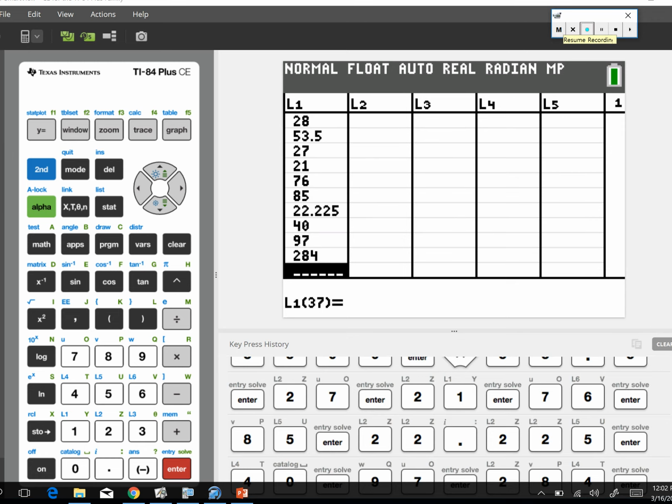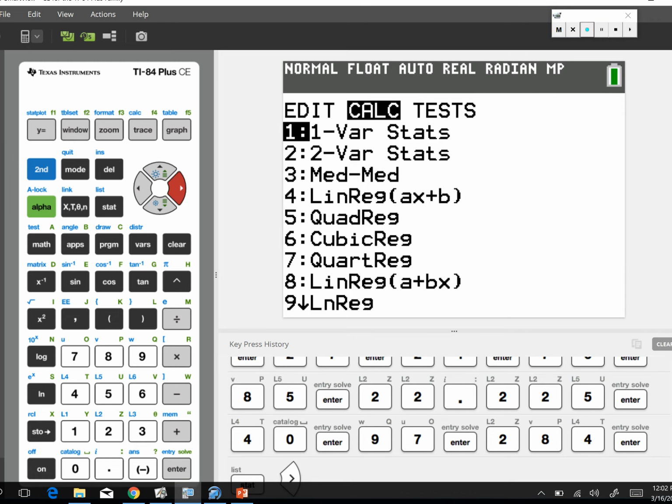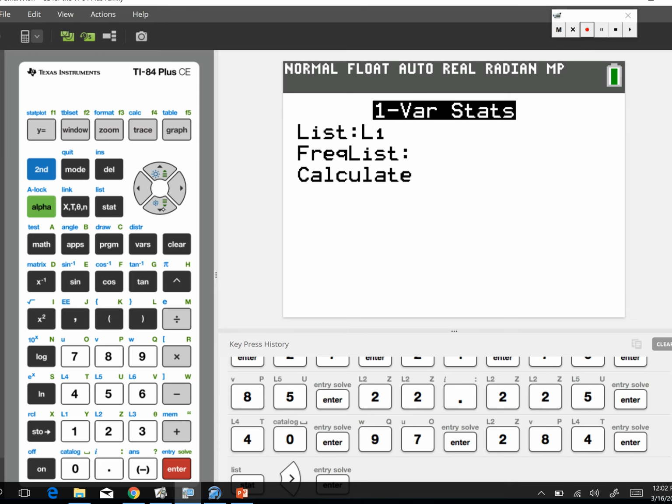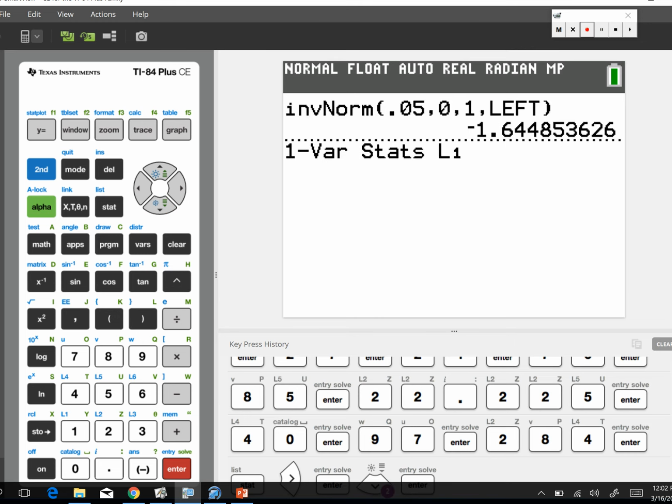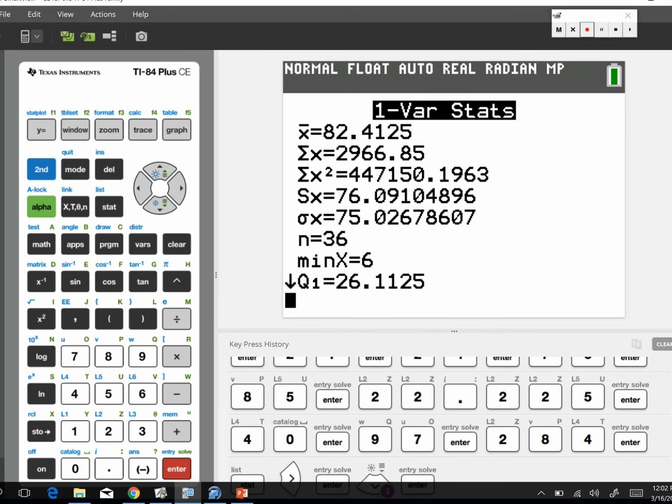Once you have all those entered in, let's go to Stat, Calc. Again, make sure your frequency list is cleared out if your calculator is similar to mine. Make sure your frequency list is cleared out. Calculate. Now, the number we're interested in is the X bar. But remember, though, we have to turn the decimal point back into a comma. So that's not a big deal. We just have to turn our decimal point back into a comma.